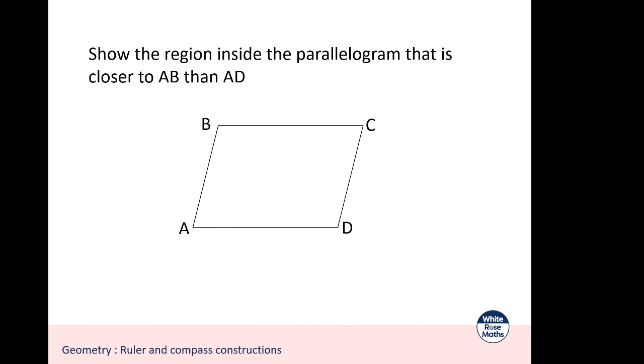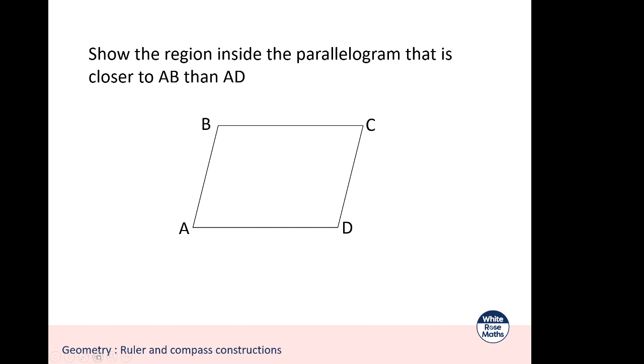So for the next part, I can't really explain it here, so I'll just show you the actual mark scheme. It says show the region inside the parallelogram that is closer to AB than AD. So this is looking at an angle bisection, bisecting angle A. So it's an angle bisector.